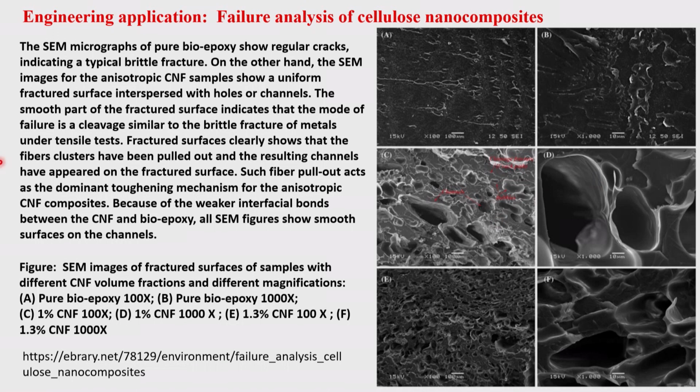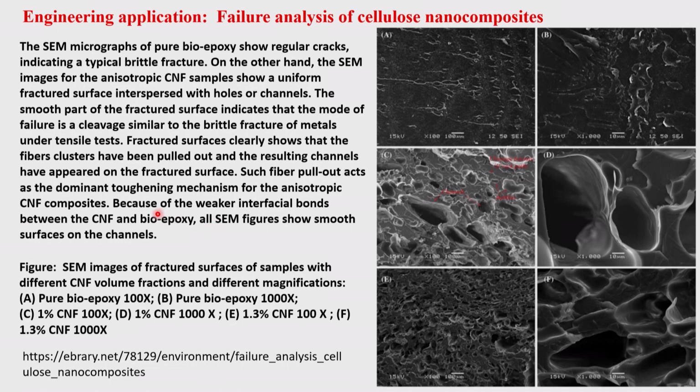These look like fractured metal surfaces. The fiber clusters have been pulled out and the resulting channels have appeared in the fractured surface. Such fiber pull out acts as the dominant mechanism to strengthen this composite. All those fibrils that you have put, you don't see sticking out, but they are all there within the surfaces, and having some interfiber interactions brings strength. Such fiber pull out acts as the dominant toughening mechanism for the anisotropic CNF composites.